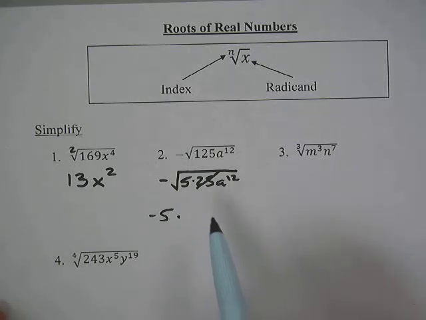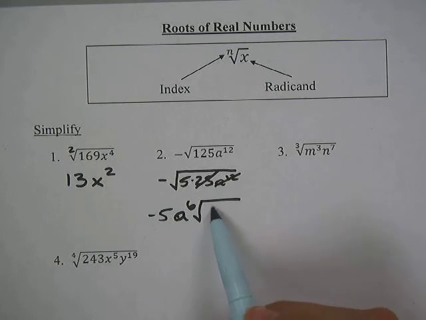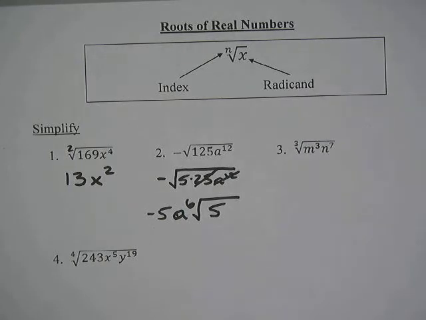And then the square root of a to the 12th is a to the 6th. Okay, so what do I have left? Well, there's just a 5 left over. So the answer is negative 5 a to the 6th root 5.